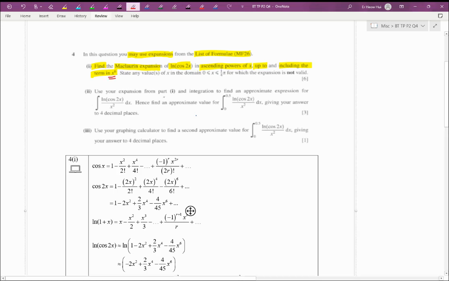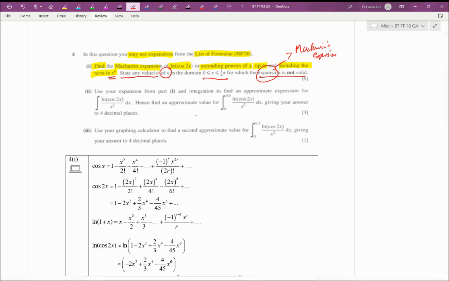Now next you need to state any values of x in the domain from 0 to pi by 4 for which the expansion is not valid. So this expansion is referring to Maclaurin's expansion. We'll talk about this later on.